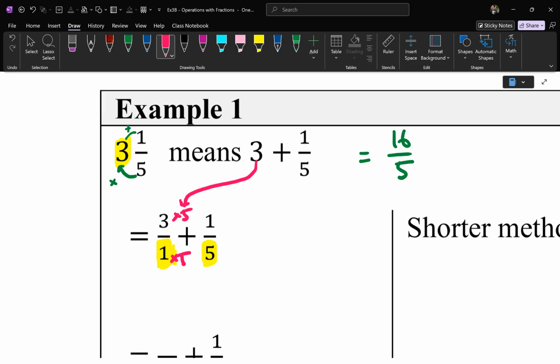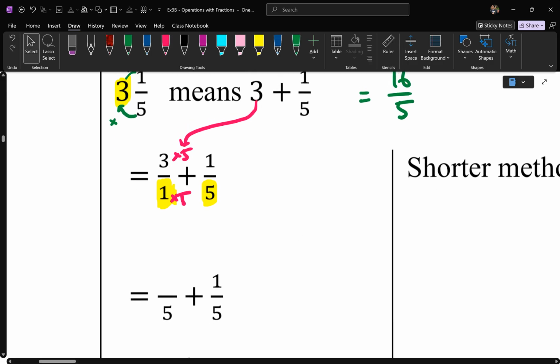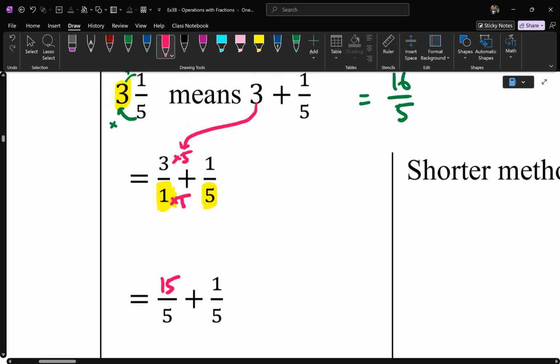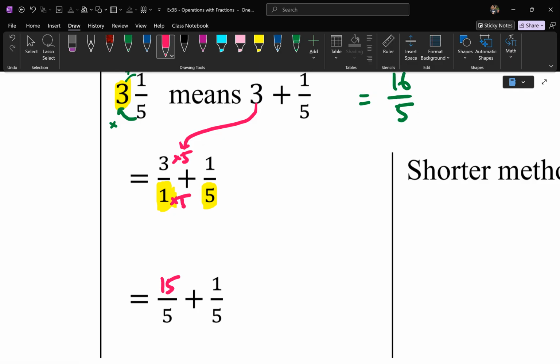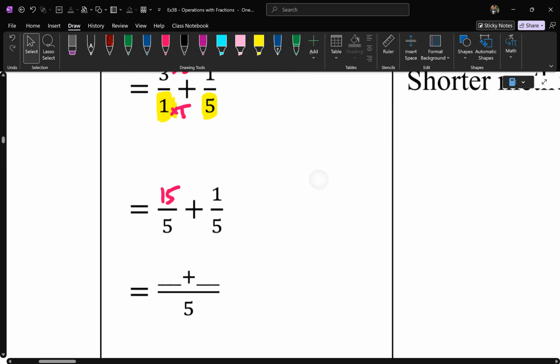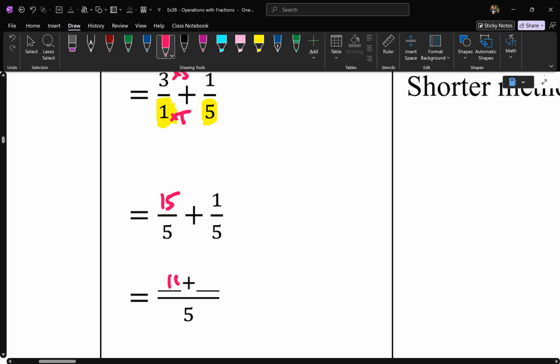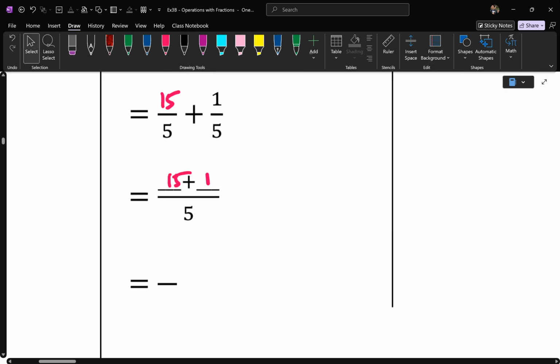But whatever you do to the bottom, you do to the top. Can you see why it was 5 times 3? Because that's going to be a whole number, and you always need 5 of those. Because you've got 3 wholes, you're going to need to get 5 of each of them. So hence, 3 times the 5 on the top gets you 15. Why do you add the numerator now? It's because they're the same denominators now. It's 15 out of 5 plus 1 out of 5. So of course, 15 plus 1 over 5 gives you 16/5.